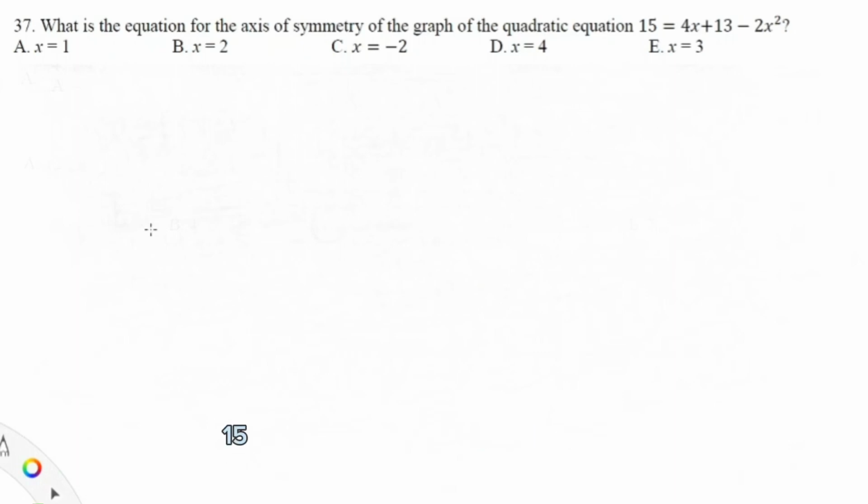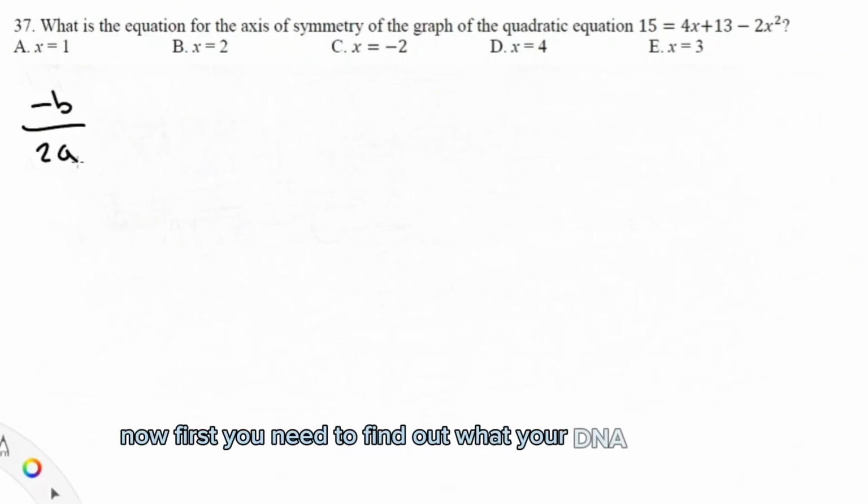Next, what is the equation for the axis of symmetry of the graph of the quadratic equation 15 is equal to 4x plus 13 minus 2x squared? Alright, this is actually a very simple problem because all you have to do is just follow the formula negative b over 2a. Now first you need to find out what your b and a values are.